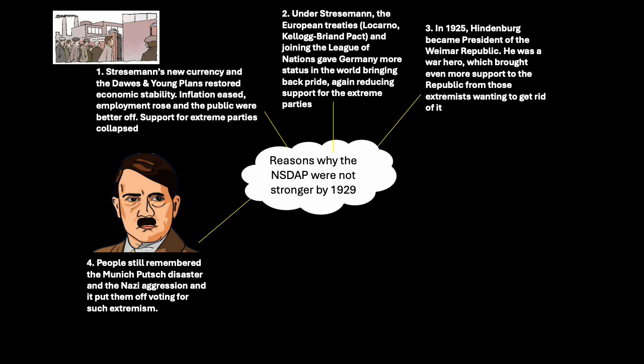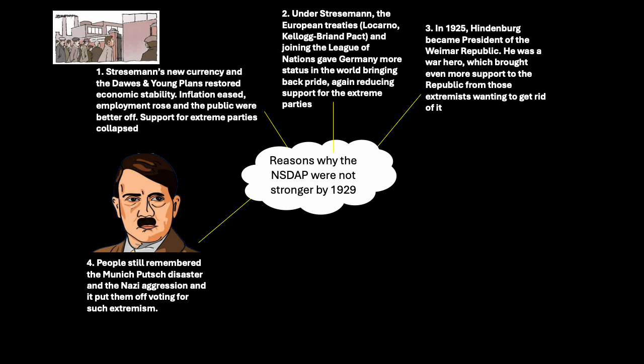They're sick of chaos. World War I was chaos. The Spartacus uprising was chaos. The Kapp Putsch, it's just death and destruction since World War I. The people are fed up of it, and of course they associate the Nazi party with violence and chaos. So people still remember the Munich Putsch.